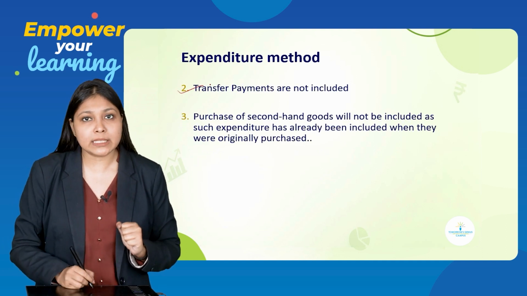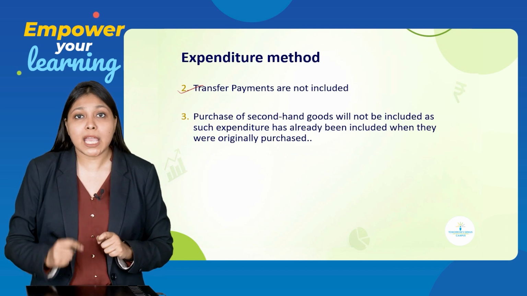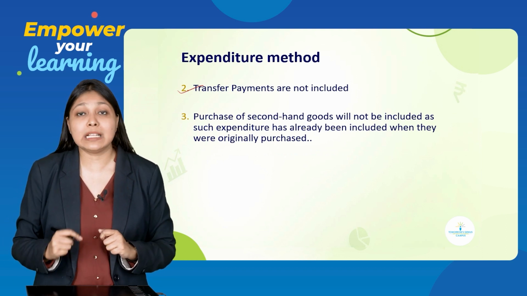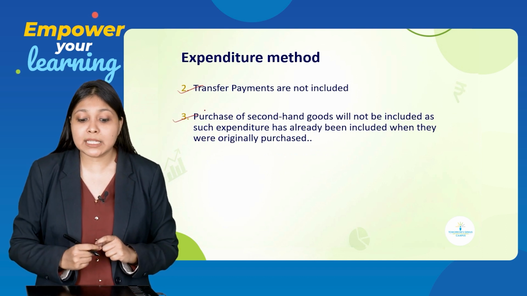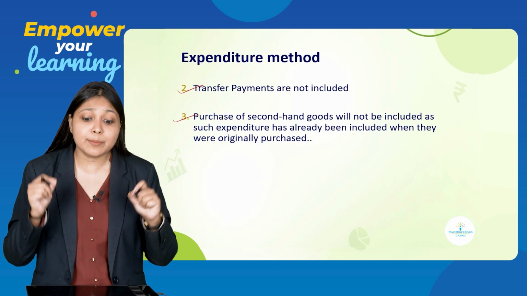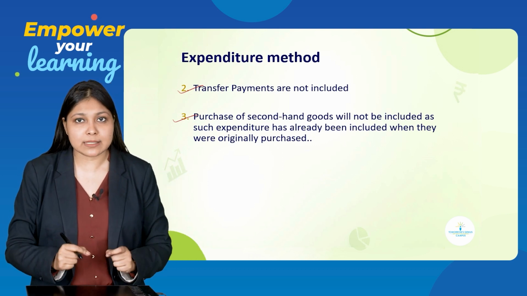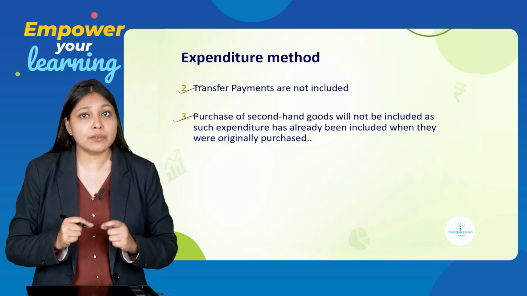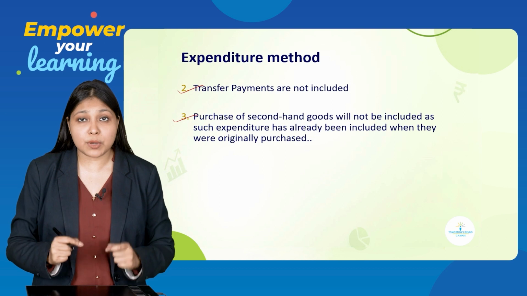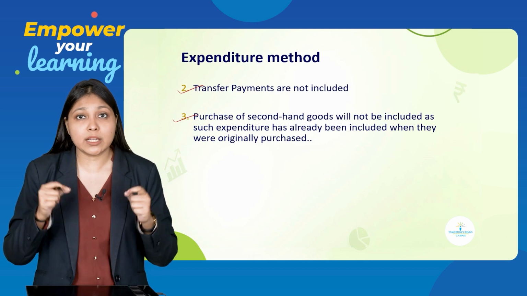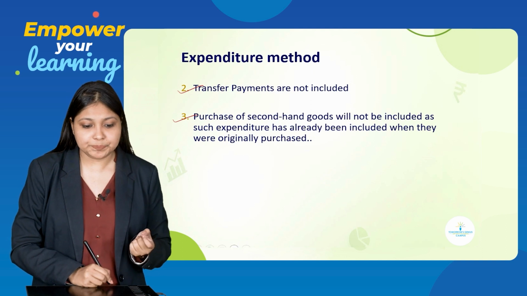Transfer payments are not included. Yes, only and only factor incomes are included in expenditure method. No transfer income will be ever included. Purchase of second hand goods will not be included because they have already been included in the year when they were originally purchased. So, in the current year, we will not be including them while computing national income. Only the brokerage and commission charged in the current year on that particular good will be included.